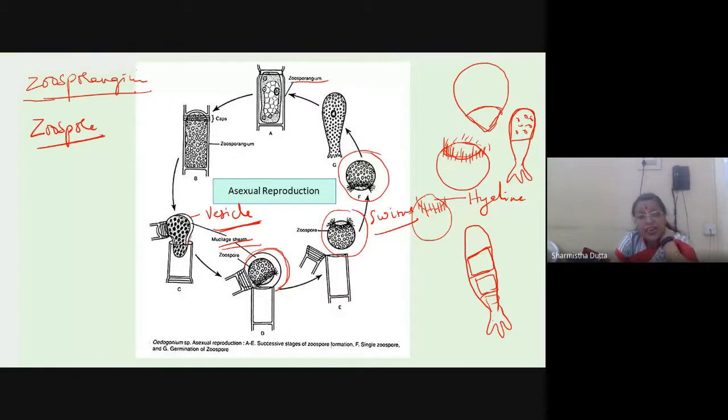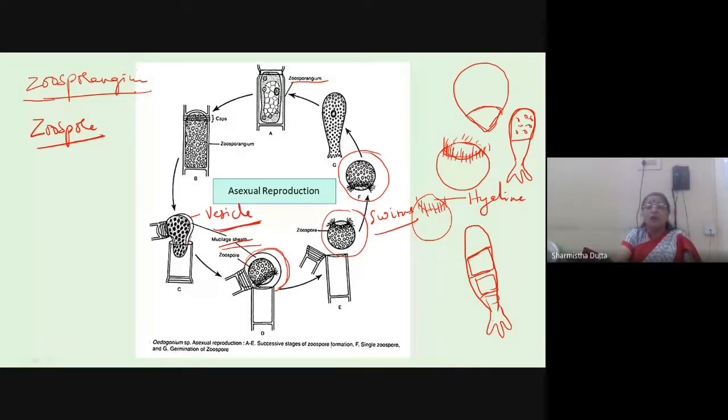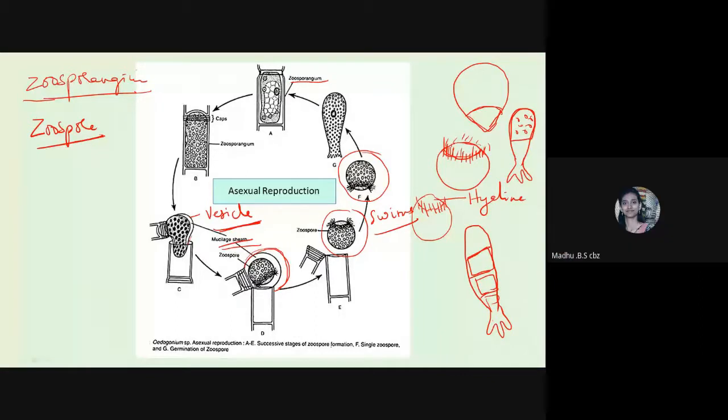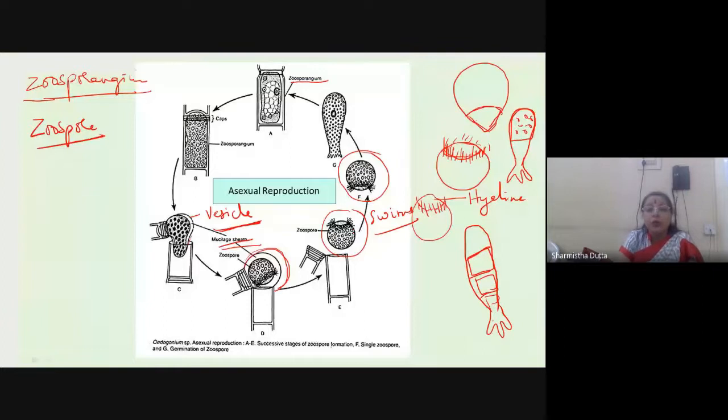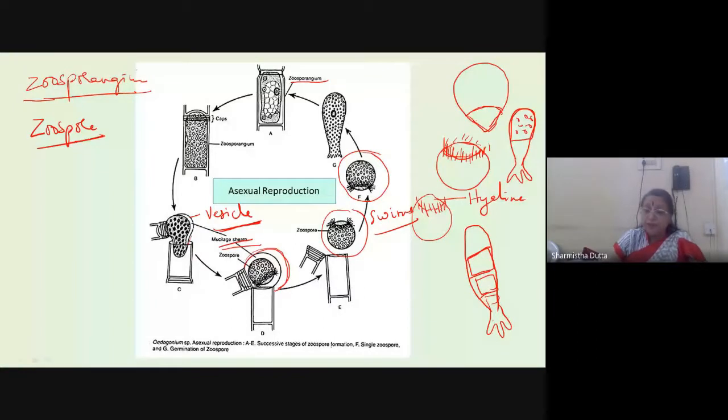Now, did you understand, girls? Girls, are you there? Yes, ma'am. Did you understand? Yes, ma'am. Okay, so now I will give you 2 minutes to draw the diagram. Meanwhile, I'll take your attendance. Okay?